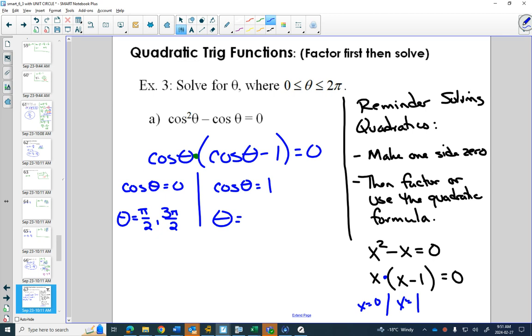Cos theta equal to 1. Yes, axes family, that's right over here. That happens at 0. It also happens at 2 pi. And I have to include both because I have equal signs in my domain. 0 was included, 2 pi was included. I have to write them both.